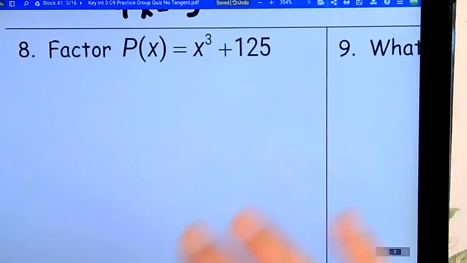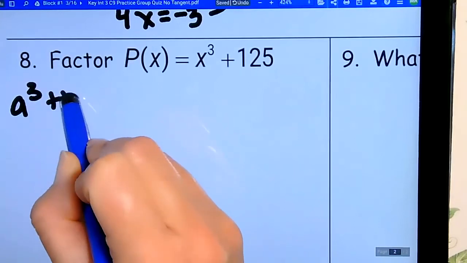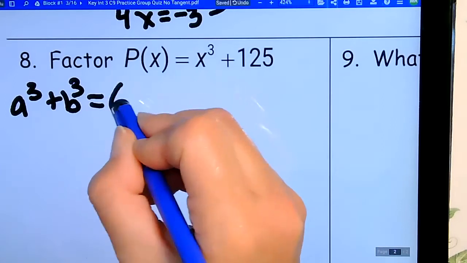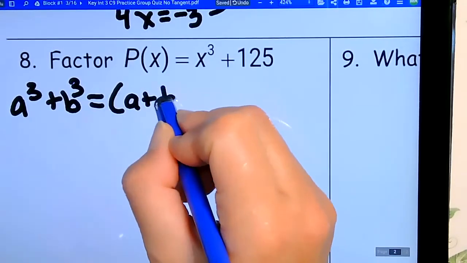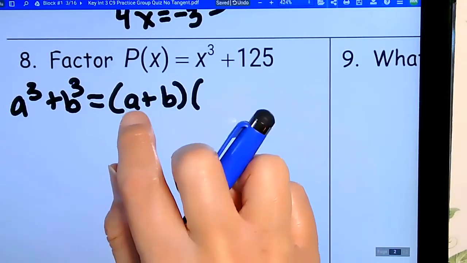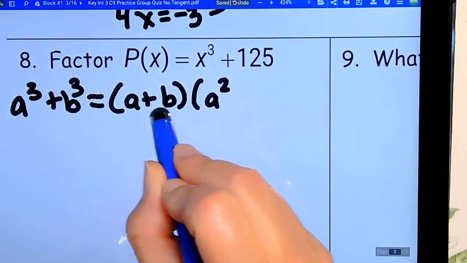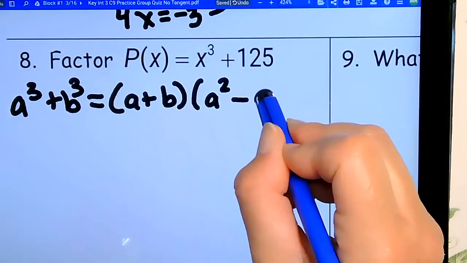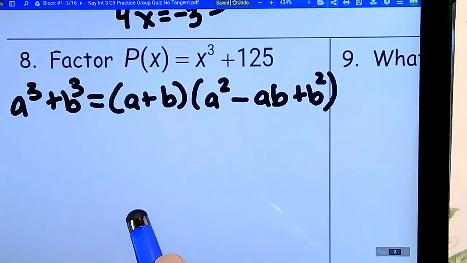On number 8, we need to remember the formula. A cubed plus B cubed, okay? This is the sum of 2 cubes, and it is equal to what I'm cubing here, which is A, plus what I'm cubing here, which is B. That's my binomial. Now for my trinomial, take whatever this first term is, square it. It's always going to be opposite signs. So if that's a plus, this is a minus. Multiply this together, AB, and then square your B, and that's your formula.